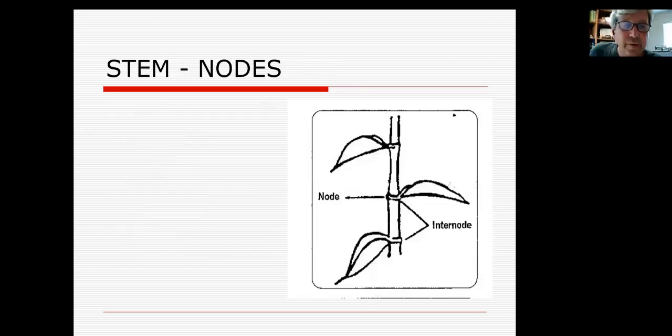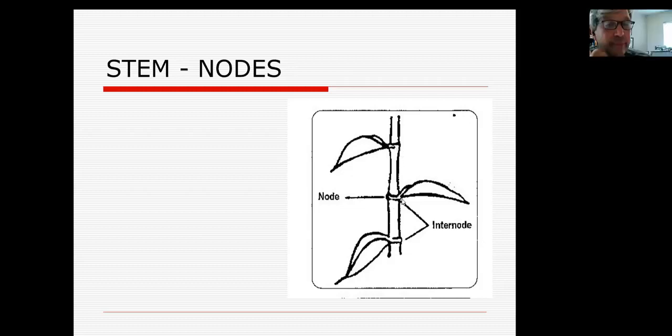Very good. Another term in the stem I want to make sure y'all are familiar with is the node versus the internode. And the node is a point where a leaf is attached. So this plant here, if you look at this plant, is that a monocot or a dicot? Dicot. Okay, I have one answer for a dicot. Anyone want to? Monica. I think it's Monica.